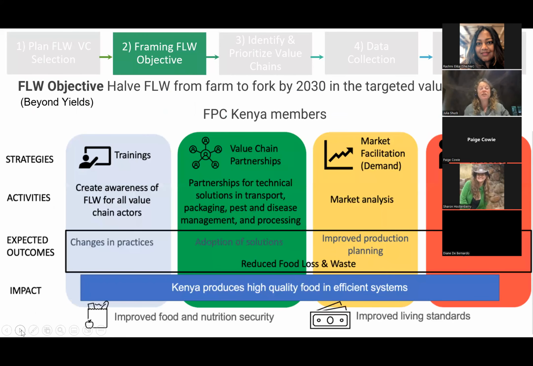Next, moving on to the framing of the food loss waste objective. This starts as a PowerPoint presentation and is one of the most intuitive pieces. So you can fill in the PowerPoint as is and go through it.